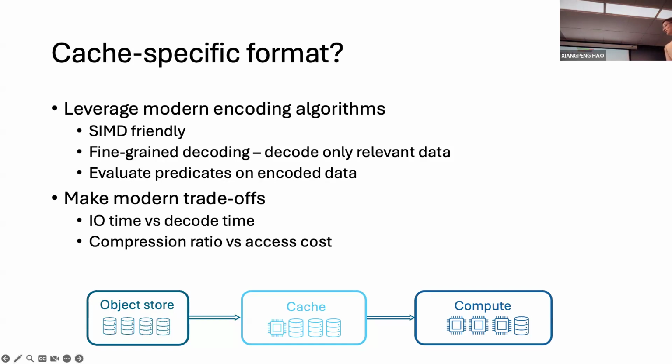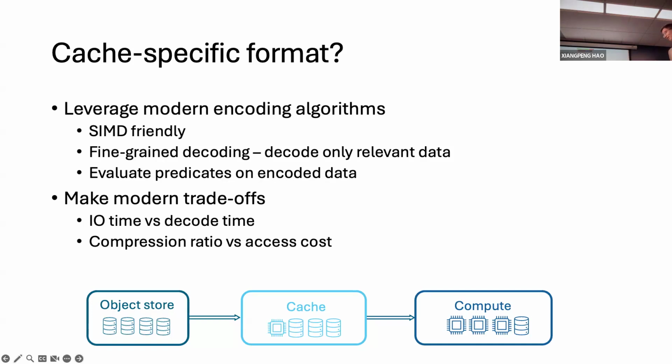And the second part is modern trade-offs. Parquet was 15 years ago. At that time, SSD was still not a big thing. And now we have super fast SSDs. We want to make a different trade-off of I/O time versus decode time. So ideally, we want the I/O time to roughly match the decode time, so that we can interleave those two tasks.